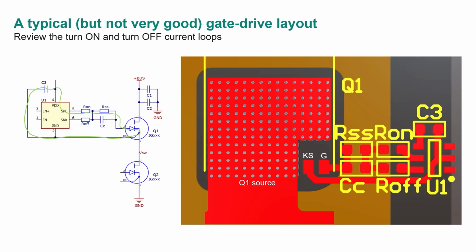If I draw the same thing here on the layout, we're going this way into the gate, goes into the transistor, comes back out, returns here, okay? That's about as tight as I can get on a single layer layout. I can't move the return path any closer because I'd run into these components.